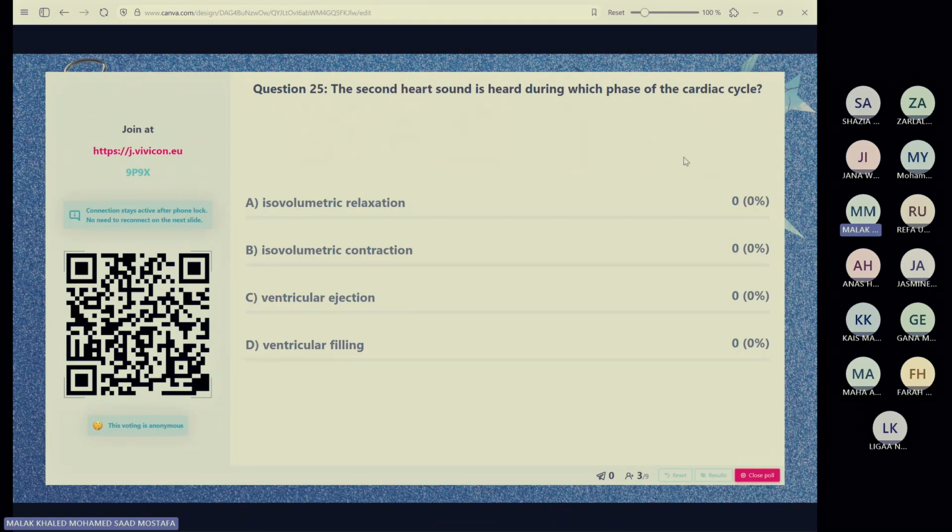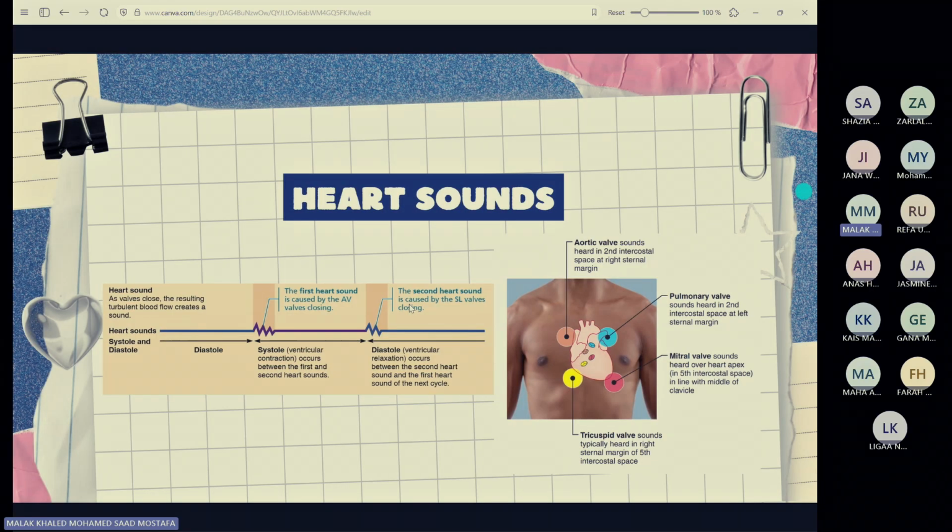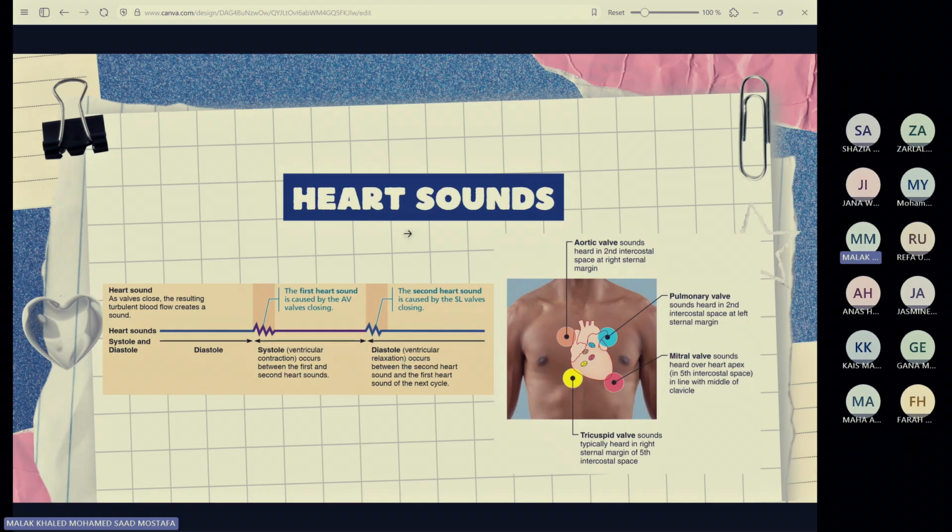A trick to remember sounds is that they will be happening in your isovolumetric phases. So your first sound is when your AV valves close. Do you remember in the isovolumetric contraction? It's a closed system. So when that happens, right, the valves shut. And when they shut, they make a sound. So the first sound you hear is the AV valves because of the isovolumetric contraction.